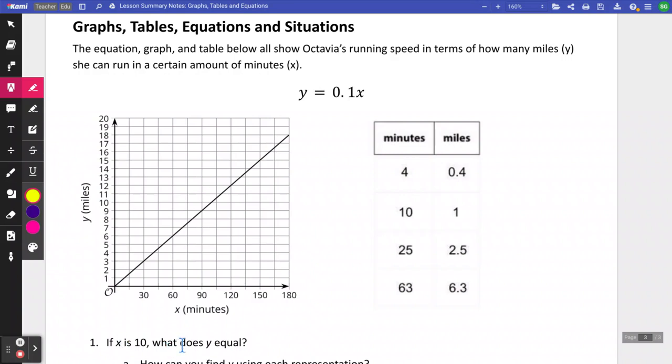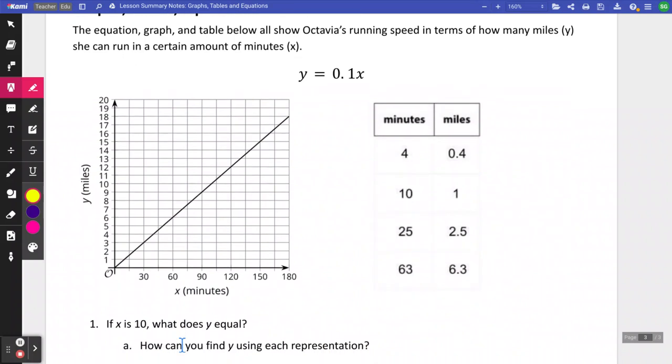To answer that question, there is a way for you to use each of these mathematical models, each of these representations. There's a way for you to figure out what y equals using the equation, using the graph, and using this table. I'm going to have you pause the video and see if you can work out first what y equals using whichever model you would like, and then see how you could confirm it with the other two. Go ahead and do that now.